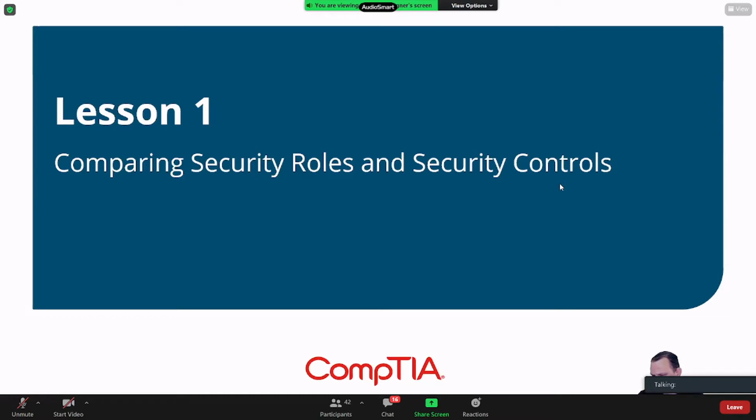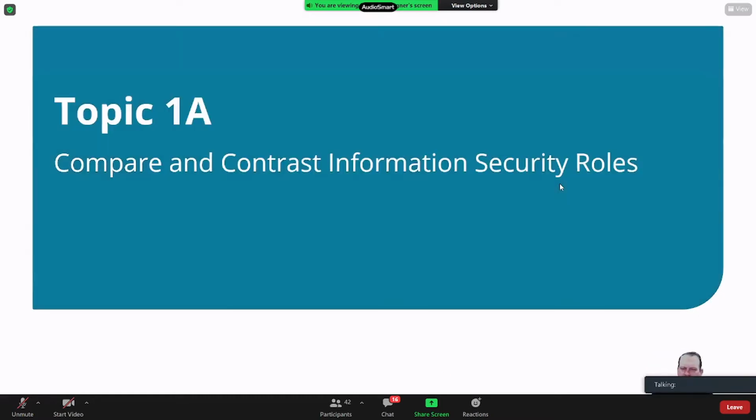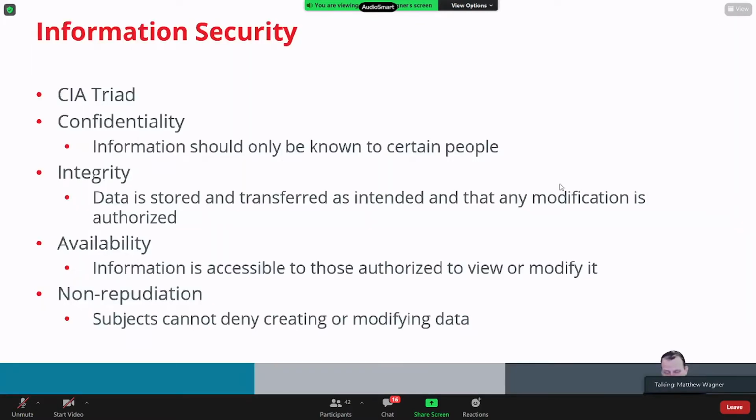Alrighty. So we're going to start by comparing and contrasting information security roles, as in jobs. And before we go into that too far, we want to touch on this CIA triad, and that kind of makes sense because this is basically the foundation of any security concept. The idea that you need these three things in order to have security at all. You need confidentiality, integrity, and availability. That's the C, I, and A respectively.